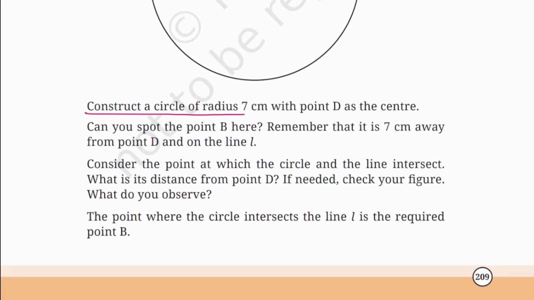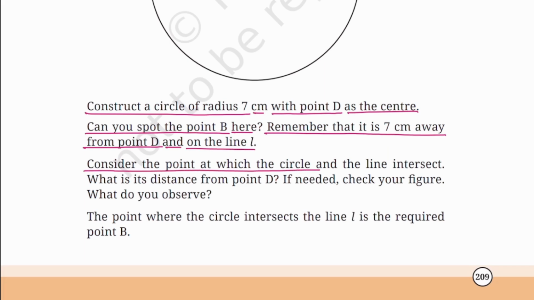Construct a circle of radius 7 cm with point D as the center. Can you spot the point B here? Remember that it is 7 cm away from point D and on the line L. Consider the point at which the circle and the line intersect.